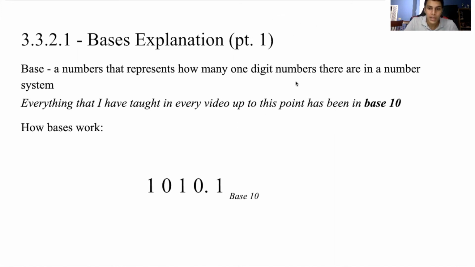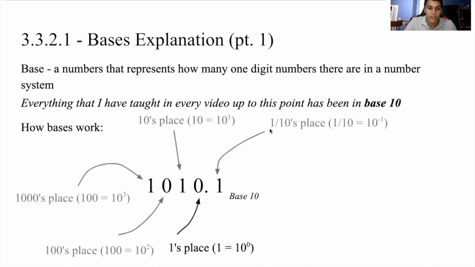So when you have a number in base 10, all your place values will be different powers of 10. So the 1's place is the 1's place because 1 is 10 to the power of 0. The 10's place is the 10's place because 10 is 10 to the power of 1.